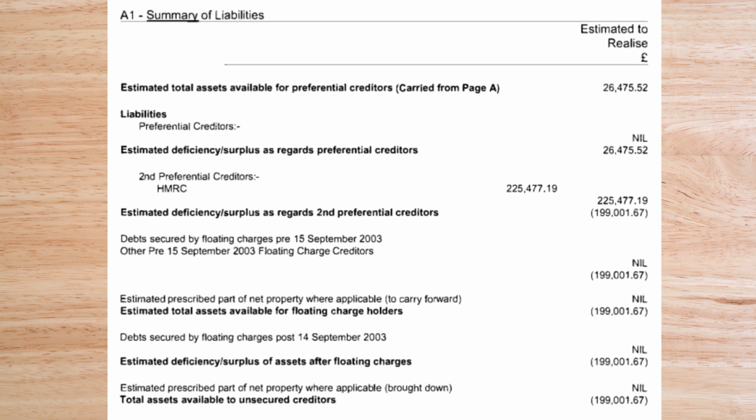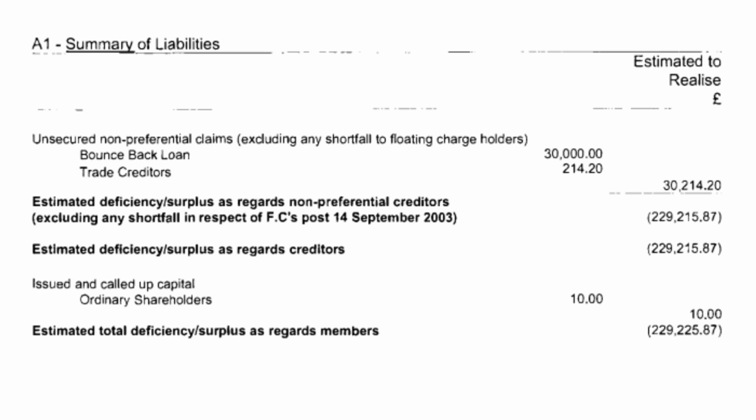There are no preferential creditors here, primary preferential creditors that is, but there are secondary preferential creditors because HMRC are at a whacking great 225,000. And again, that would explain why the liquidation, I suspect, has come about here. And then just finishing off the liabilities page, we've got the unsecured non-preferential creditors. And here we've got a bounce back loan of 30,000.